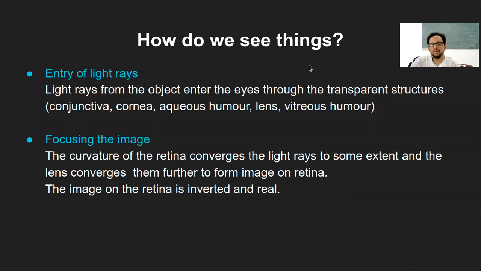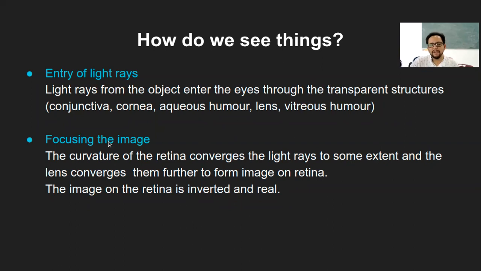Also, with respect to when we talk of the entry of light rays, most of the times the question is being asked with respect to what is the sequence of structure that it will cross through. So then you have to remember this sequence. That is conjunctiva, that is the outermost layer, then cornea, then aqueous humor, then lens, and then the vitreous humor, and then it will fall onto the retina. So that is the whole of the sequence, how the light ray travels throughout the eye structure.